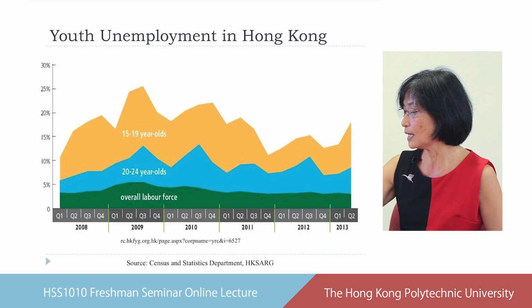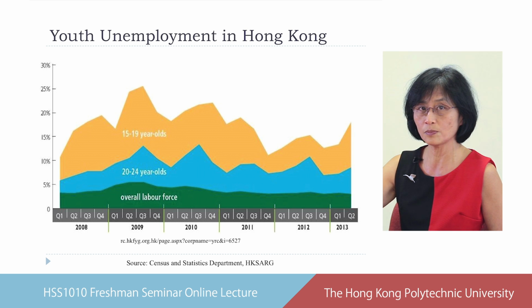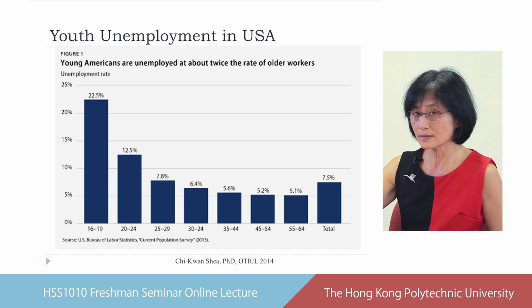Youth poverty is a major issue in Hong Kong. For those who need and are eligible to work, unemployment among youth between 15 and 19 is 17.8%, and 20 to 24 is 8.3%. In the US, the youth unemployment rate is about 23% between 16 and 19, and 12.5% among the 20 to 24.